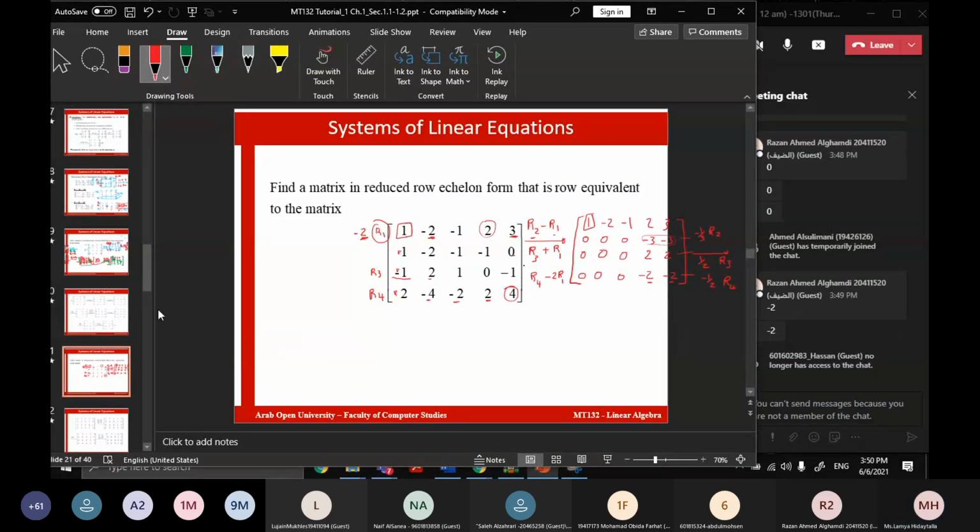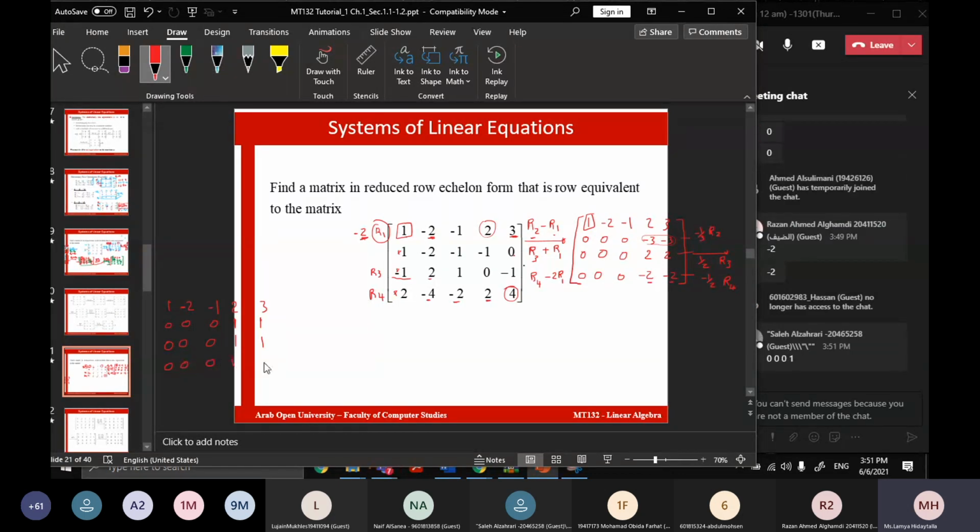So what will my matrix be? Tell me. It will be R1 as it is, right? 1, minus 2, minus 1, and then 2 and then 3. Okay. And then 0, 0, 0, minus 3 over minus 3, which is 1, and this is 1. And then the one before the last, 0, 0, and then 1, also 1, correct? And then the last one, 0, 0, 0, also 1, 1.